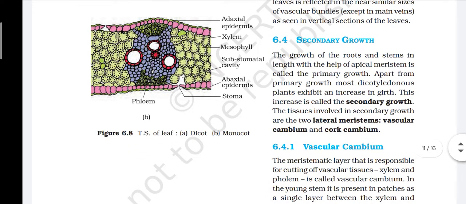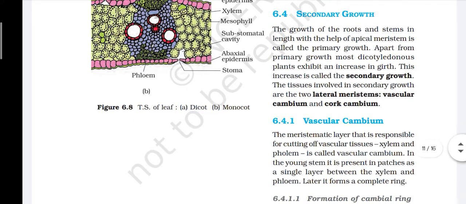Secondary growth. The growth of the root and stem in length with the help of apical meristem is called the primary growth. Apart from primary growth, most dicotyledonous plants exhibit an increase in girth. This increase is called the secondary growth. The tissues involved in secondary growth are the two lateral meristems, vascular cambium and cork cambium.